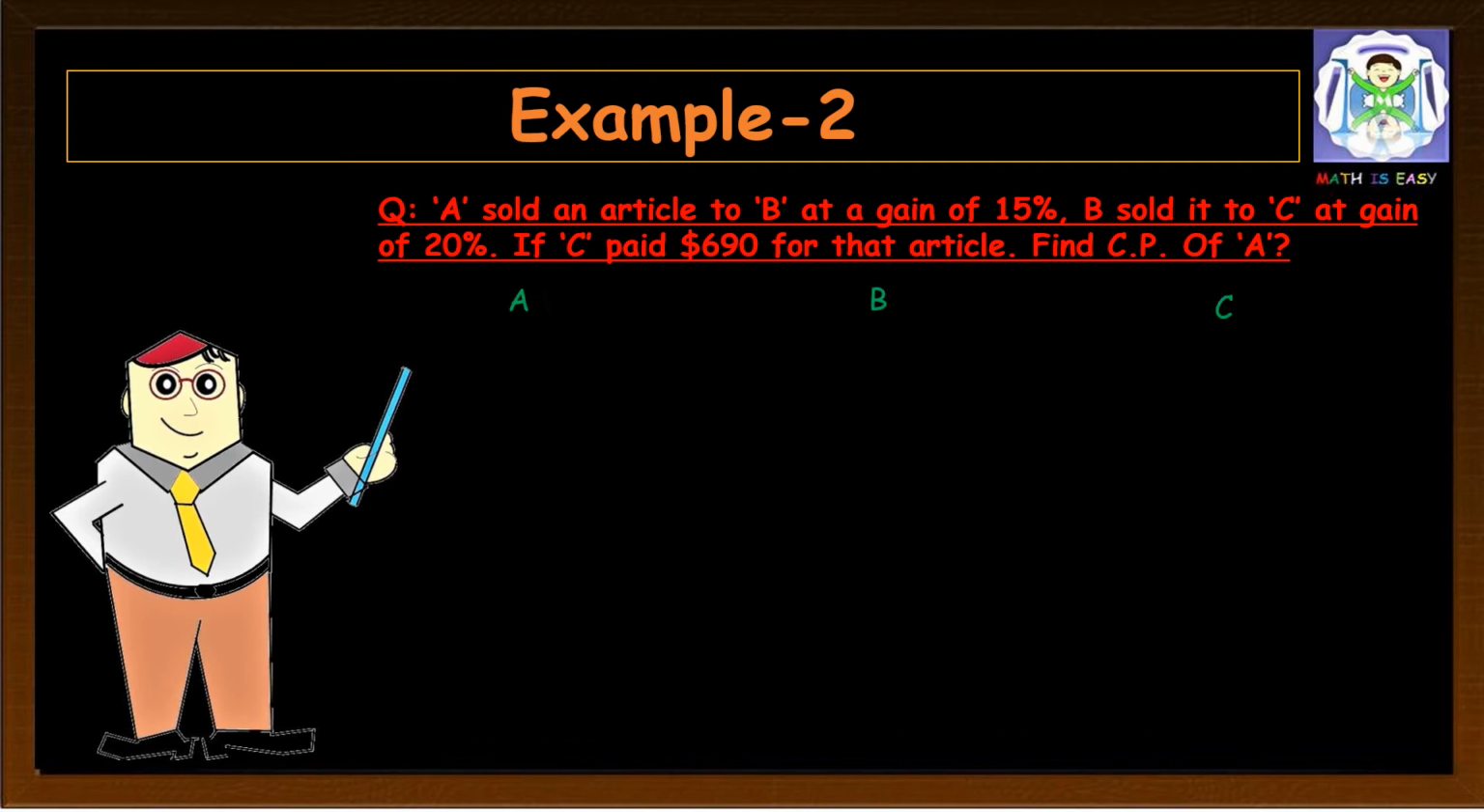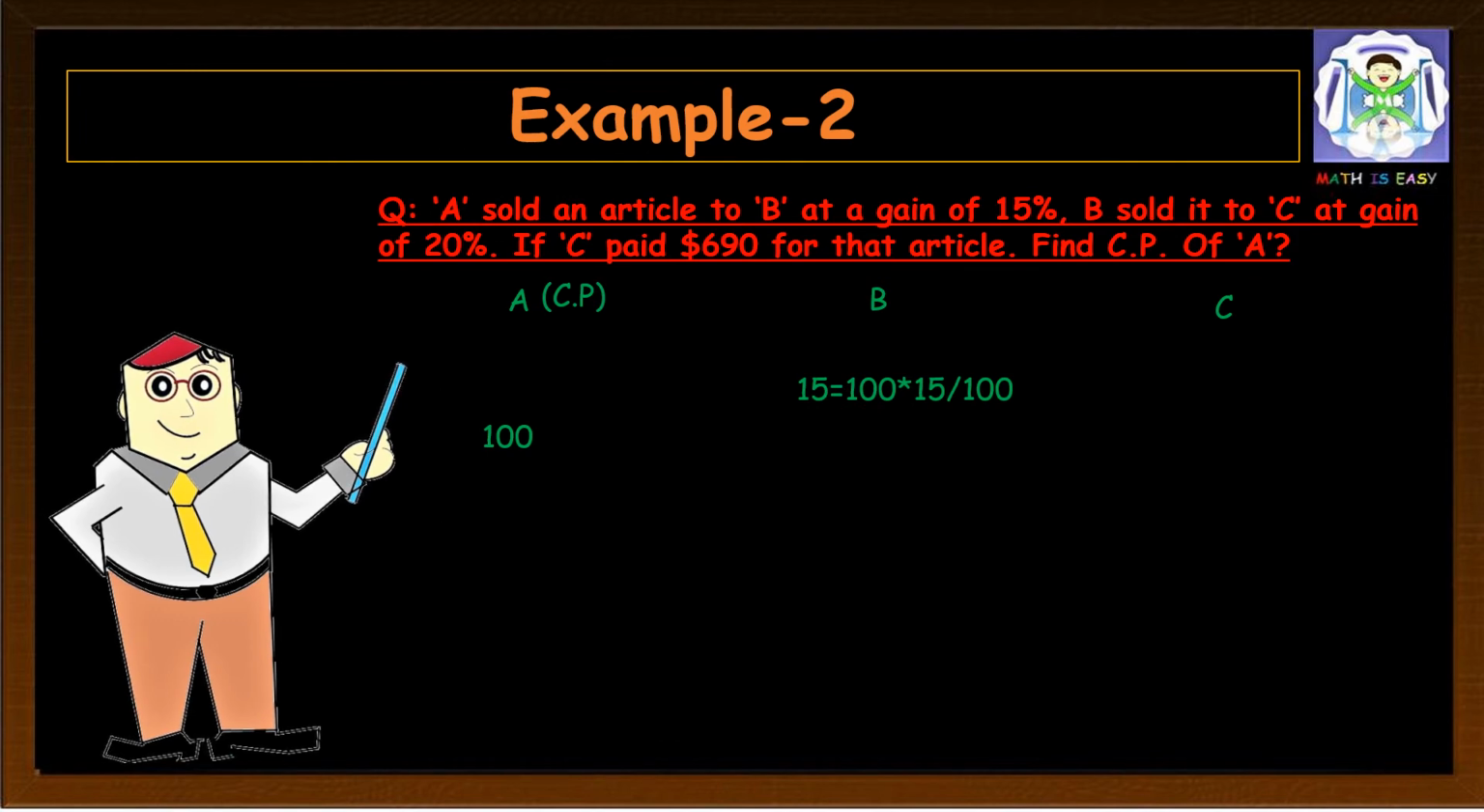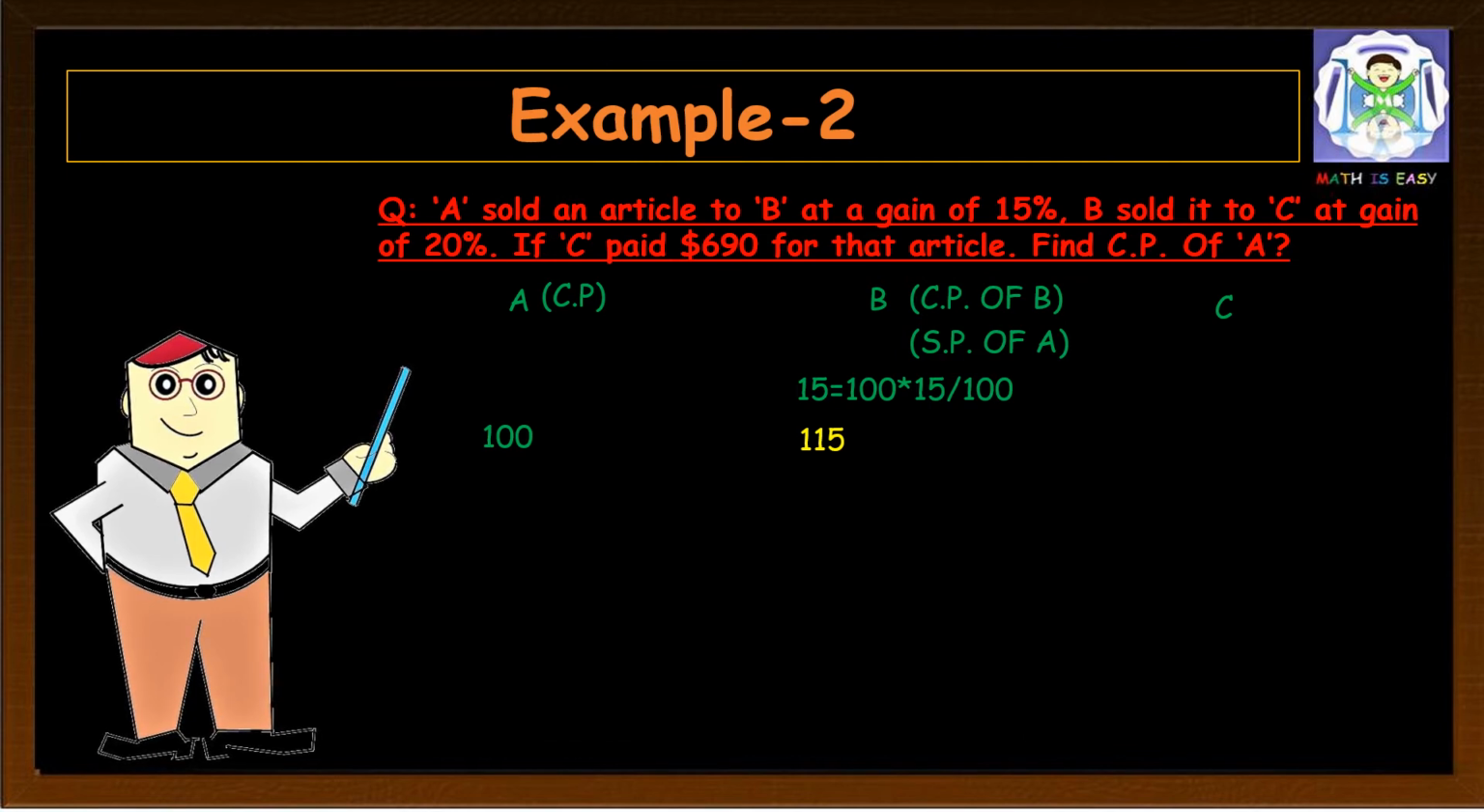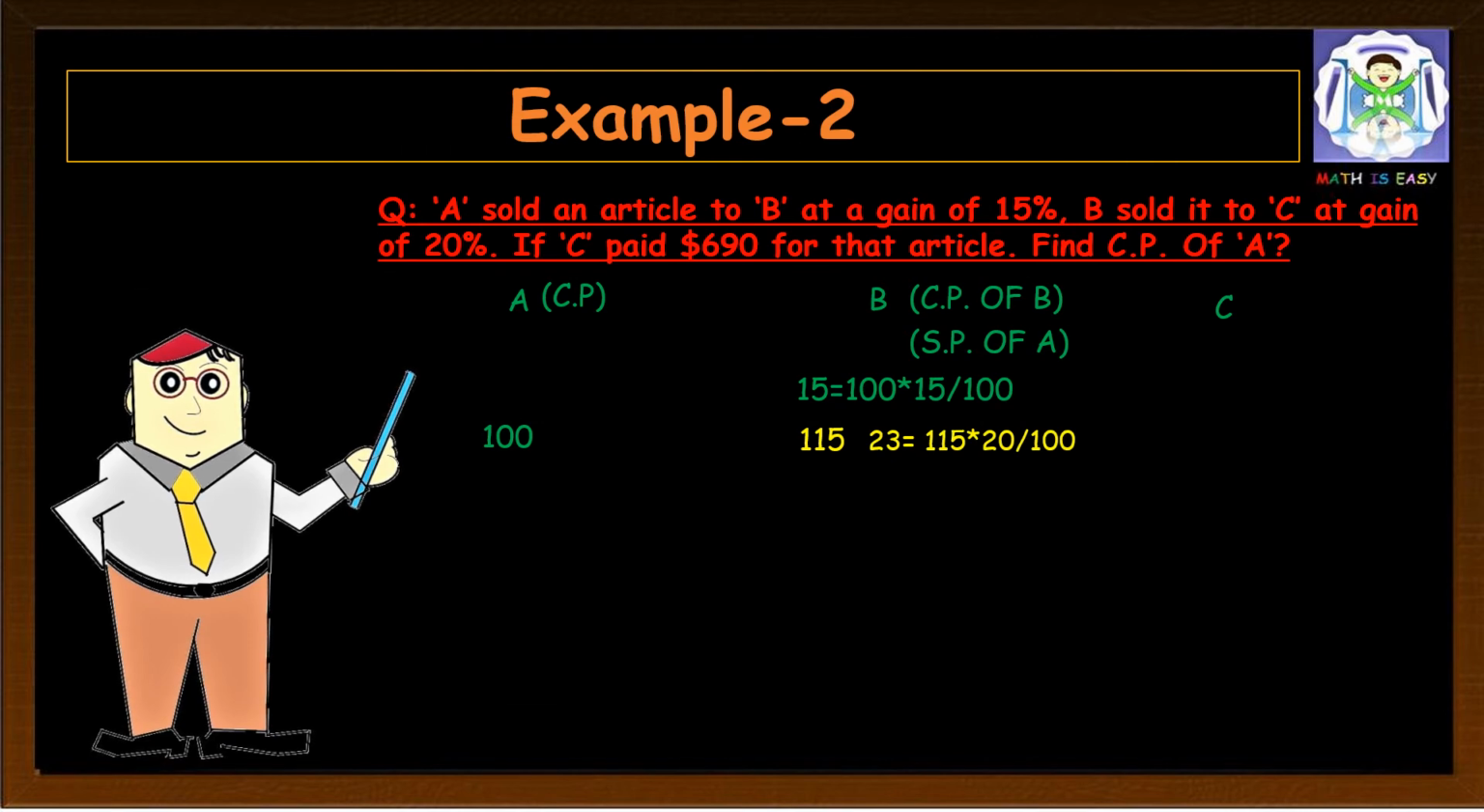Suppose A has paid $100 for that article, and now it is selling that article to B with a gain of 15%. So 15% of 100 is $15. So the cost price of B is 115, which is the selling price of A. Now B sold that article to C with a gain of 20%. So we have to find out the 20% of 115. If you do simple math, you will see that 23 is the 20% of 115. So 115 plus 23 is 138. So the cost price of C is equal to the selling price of B, which is 138.